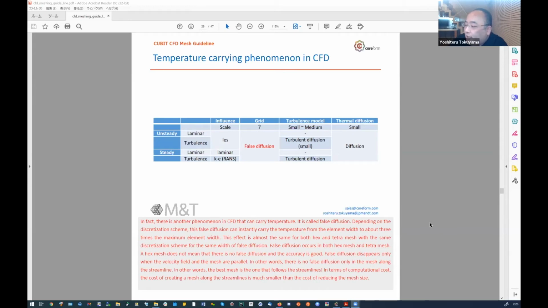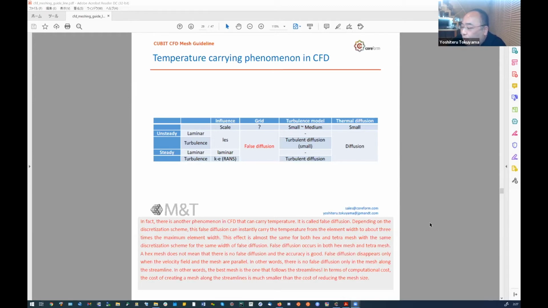In fact, there is another phenomenon in CFD that can carry temperature. It is called false diffusion. Depending on the discretization scheme, this false diffusion can instantly carry the temperature from the element width to about 3 times the maximum element width. This affects almost the same for both hex and tetra mesh, with the same discretization scheme for the same width. False diffusion occurs in both hexa mesh and tetra mesh.